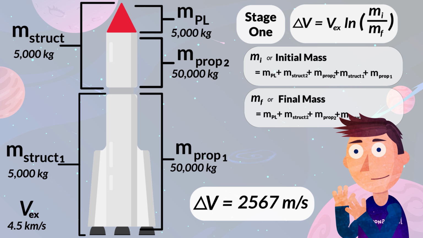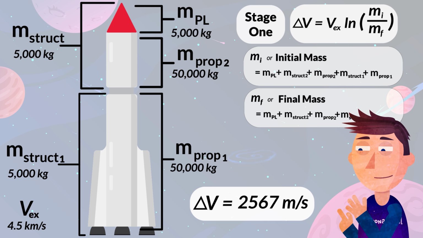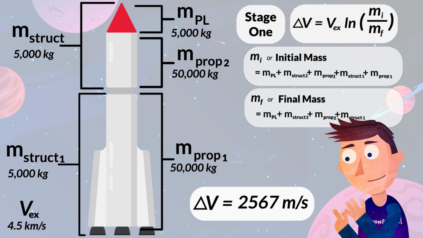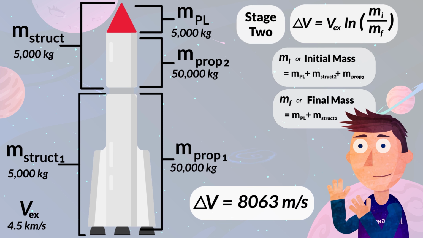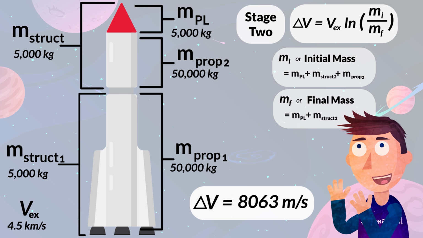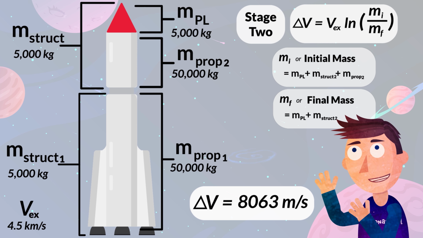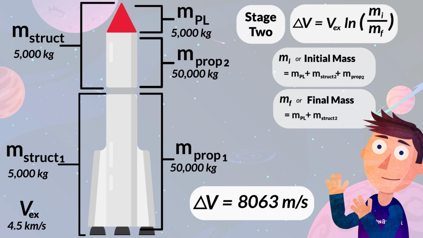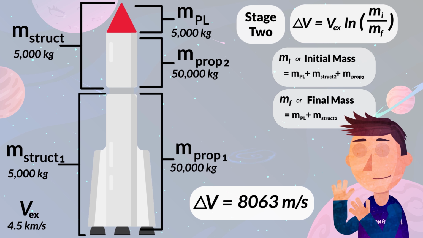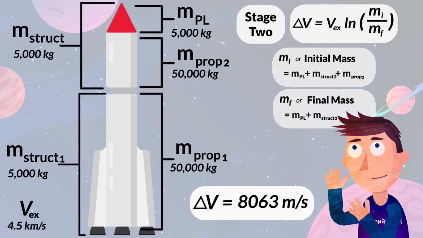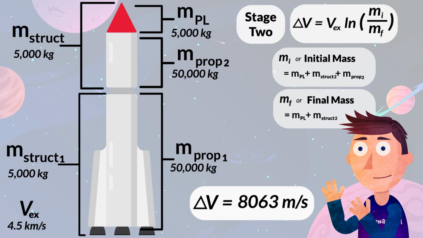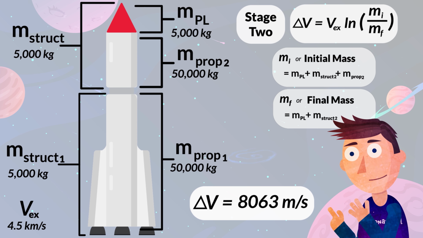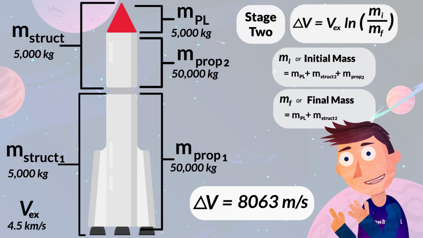Plugging this into the rocket equation, we get a delta V of 2,567 meters per second for the first stage. Let's do the same for our second stage. Here, the initial mass would just be the payload and the mass of the propellant and structure of stage 2. This is because the first stage would have been dropped off. The final mass now would be the payload mass and the structure mass of stage 2. Using these values with the rocket equation, stage 2 gives an additional 8,063 meters per second of delta V.